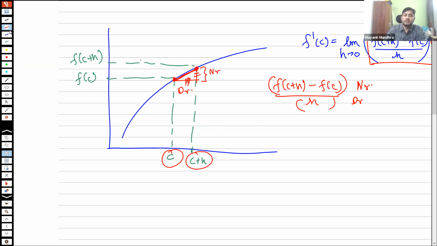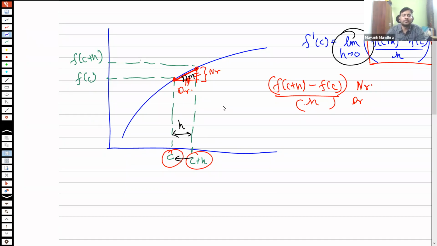And what does the limit do? The limit says: what happens to this slope as you pull this point towards the point C. I'm going to reduce the distance between these two points, reduce this distance h to 0. So this h is going to go towards 0, and then I'm going to look at what happens to the slope m of this line segment.